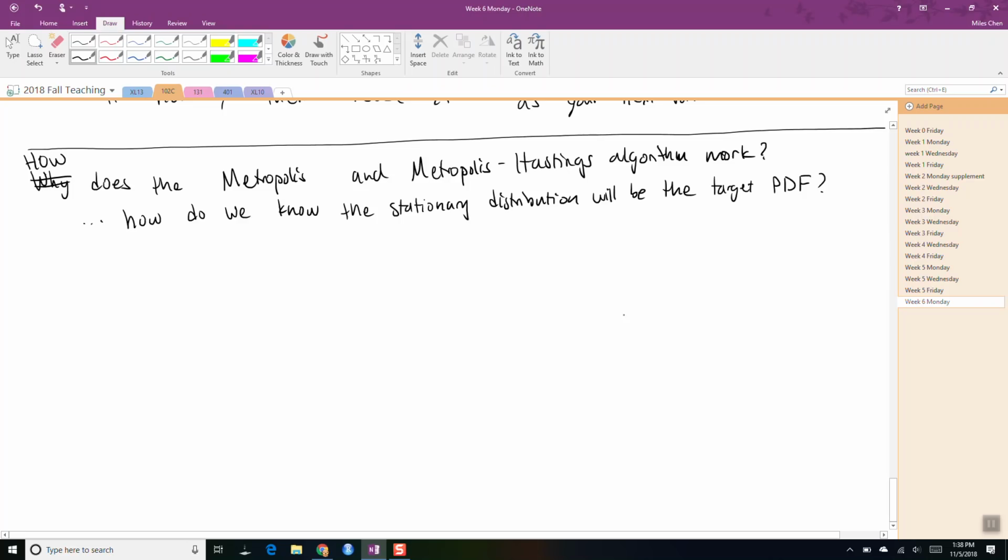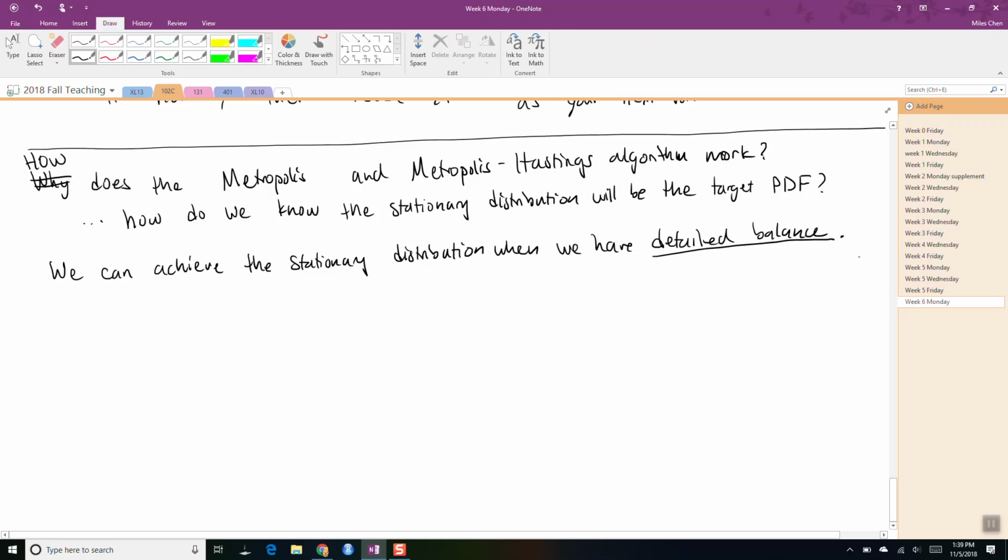Okay, well, the stationary distribution happens when we achieve something called detailed balance, all right? Detailed balance, well, I guess detailed balance is a sufficient condition for the stationary distribution, okay? So we can achieve the stationary distribution when we have detailed balance. Okay, detailed balance is not a necessary condition, but it's sufficient in that it goes above what's necessary.